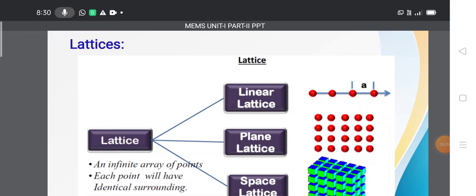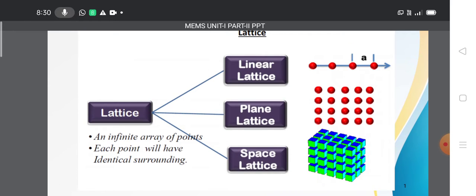We are going to discuss what is lattices, what is Miller integers, and what is crystal. Crystal is a solid whose atoms are arranged in a highly ordered repeating pattern. The lattice is an infinite array of points and each point will have identical surroundings.